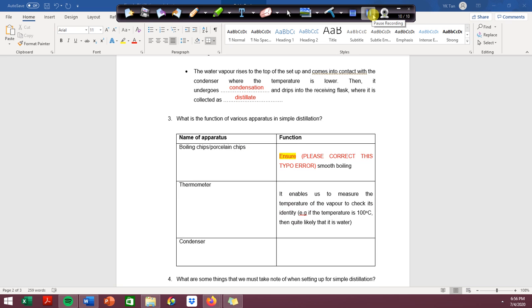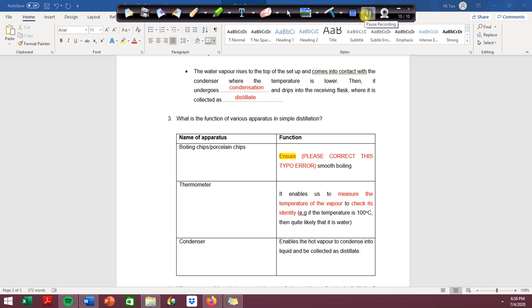Okay, so to repeat myself, the thermometer enables us to measure the temperature of the vapor so that we can check its identity. That is the function of the thermometer in simple distillation. Finally, the last piece of equipment that we are going to move on to is something quite new to you all. It's known as the condenser.